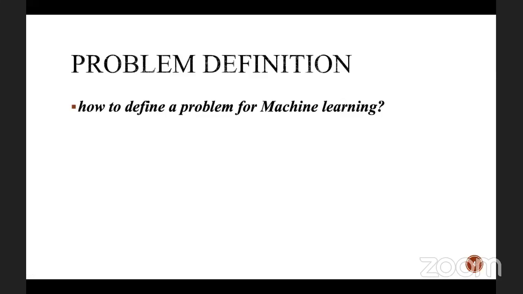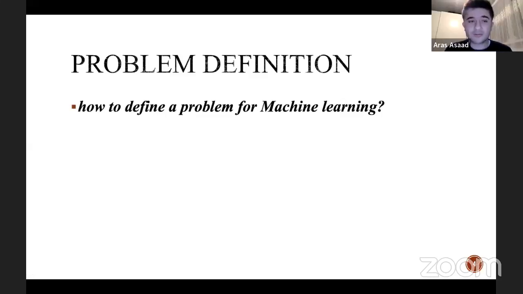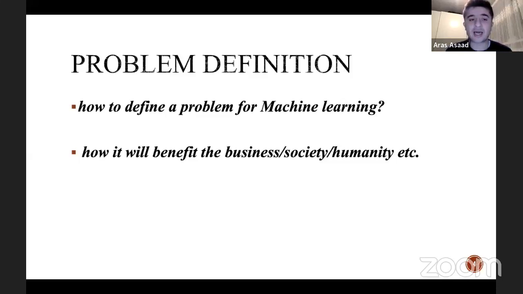Okay, thank you. So once you have a clear definition of the problem, then you need to think about how the solution for this problem will benefit your business, if you have a company, the society, or humanity. Otherwise, if you just want to design something for fun, then it is fine, you can still do it, but it will not be usable by the machine learning community or by society in general. So it is mostly good that you try to solve a problem that has some sort of benefit for society, humanity, company, your business, or whatever.